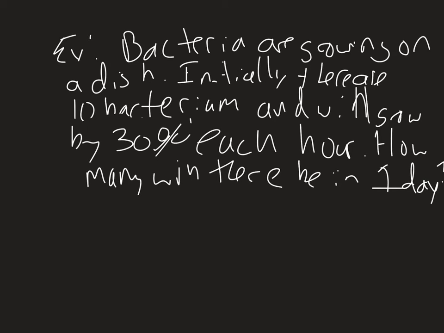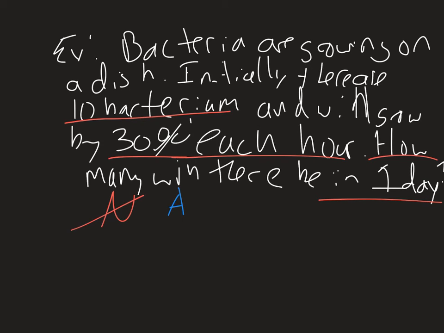So let's highlight some important information. Probably the starting 10 would be good. This 30% is good to know, and that's each hour. And I want to know how much there's going to be after 1 day. Now, in this case, I don't think we need to worry about N, so we're just going to not write it down. We have A, we have P, we have R, and we have T. So ultimately, again, we want to know what A is.